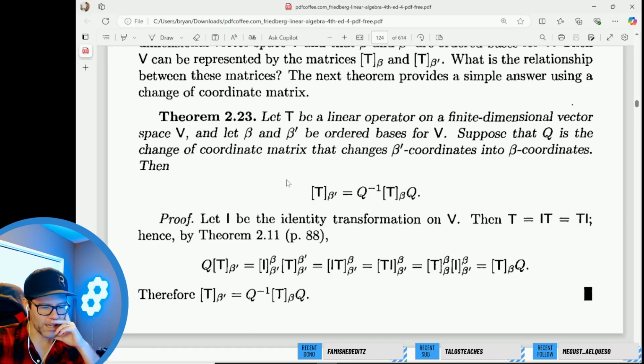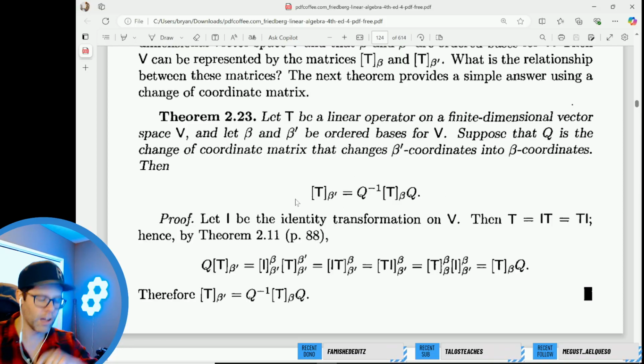Oh, I forgot about this one. So T is a linear operator on a finite dimensional vector space. B and B prime are ordered bases. If Q is the change of coordinate matrix that changes beta prime coordinates into beta coordinates, then this is exactly how we change matrix representations for the linear transformation. That's fun. I forgot about this.